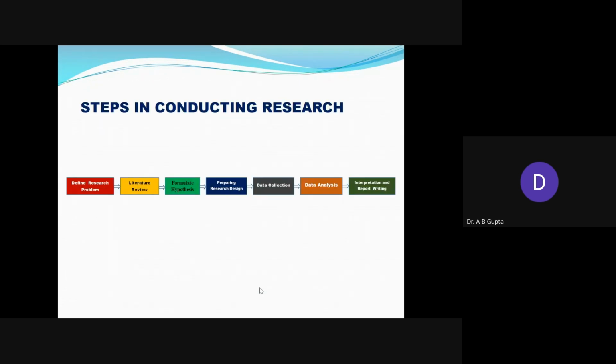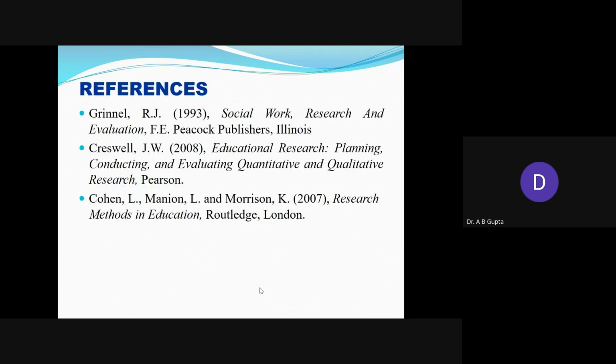So my friends, these were the various steps in conducting the research. Let me repeat again: defining the research problem, literature review, formulating the hypothesis, preparing research design, data collection, data analysis, interpretation, and report writing. This is all what I wanted to share as far as this session is concerned. This session was on research, concept, types and significance.